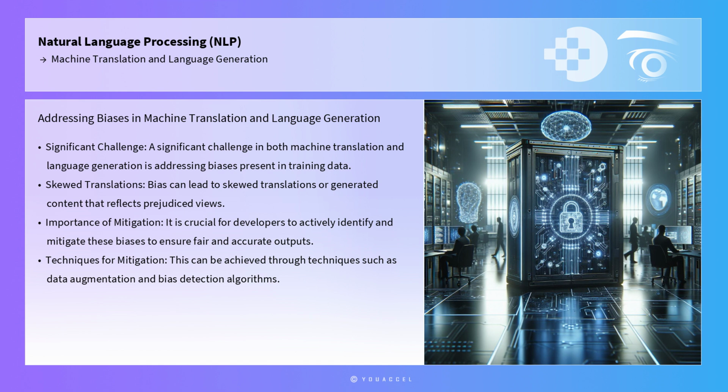A significant challenge in both machine translation and language generation is addressing biases present in training data. Bias can lead to skewed translations or generated content that reflects prejudiced views. It is crucial for developers to actively identify and mitigate these biases to ensure fair and accurate outputs. This can be achieved through techniques such as data augmentation, where additional diverse data is incorporated to balance the training set, and bias detection algorithms, which identify biased patterns in model outputs. By continuously monitoring and refining these systems, developers can enhance the reliability and equity of machine-generated language.